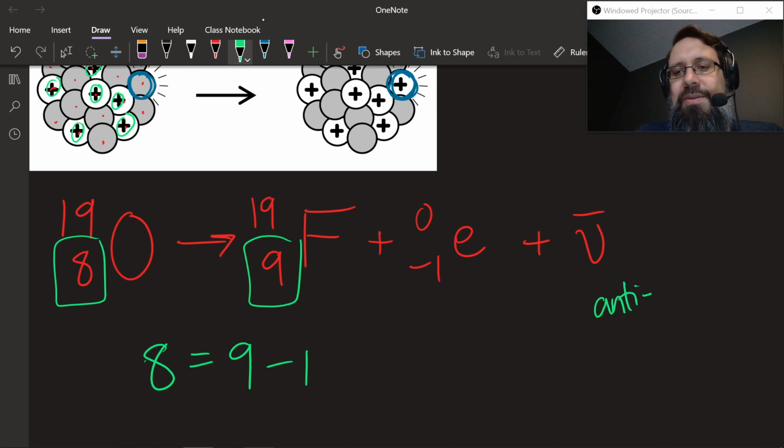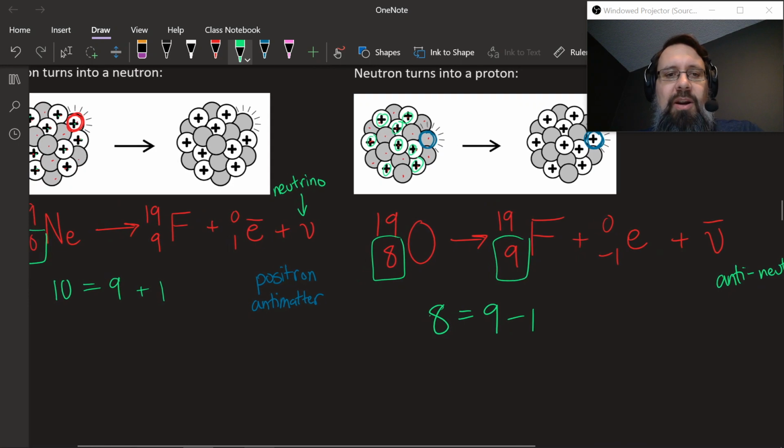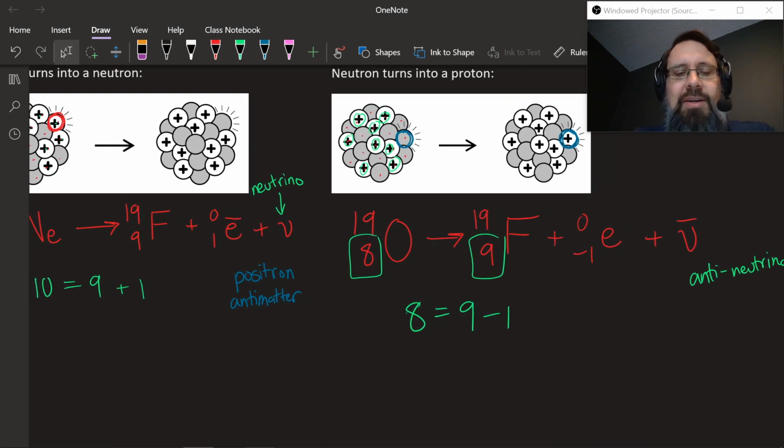What you'll notice is that I'm putting the bars on top, like that little overbar there. The overbar is what you use for antimatter. So antimatter has an overbar over it.